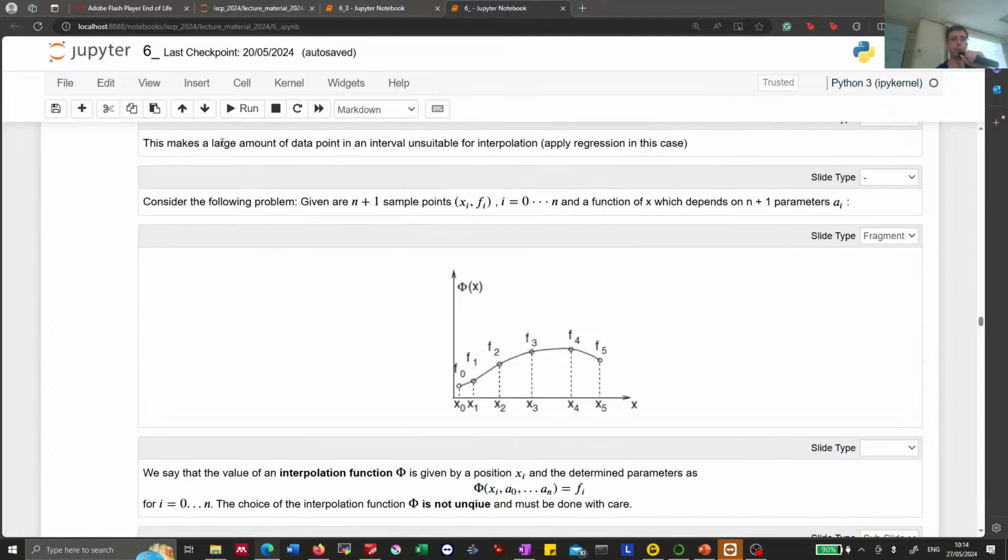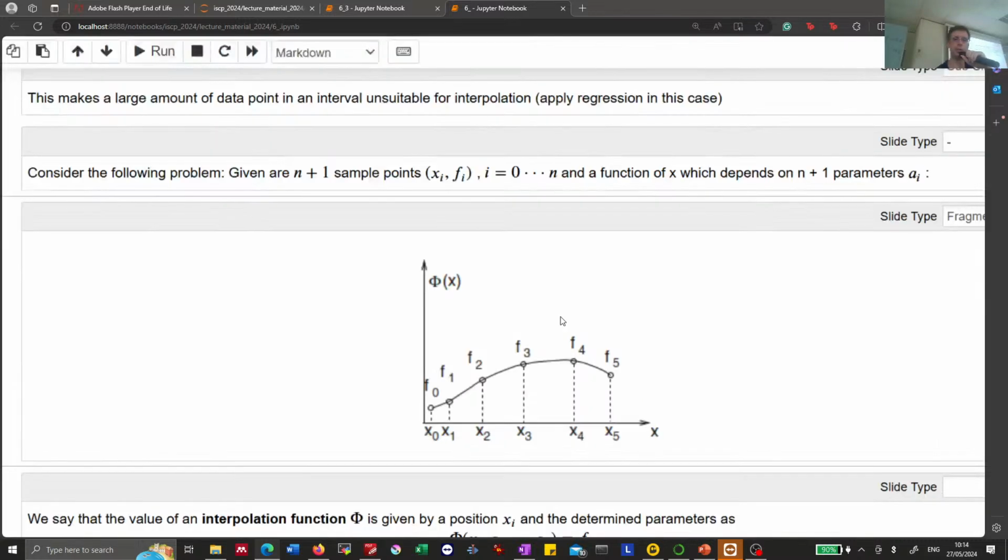So let's see. So consider the following problem. Given n plus 1 points of a function, we want to find the function of x which depends on n plus 1 parameters a1. So for every value that we know from the given points, we want to determine one parameter.